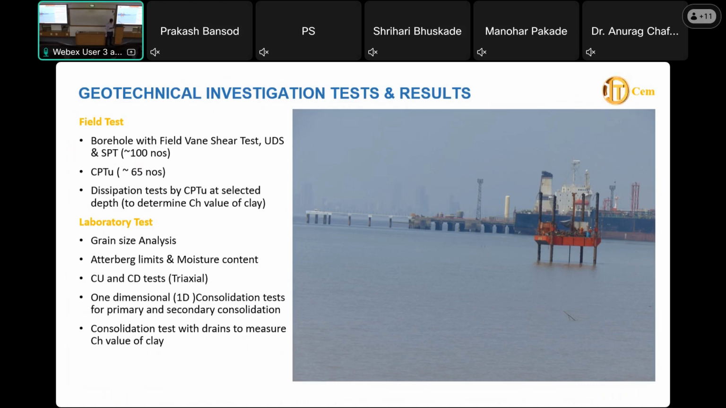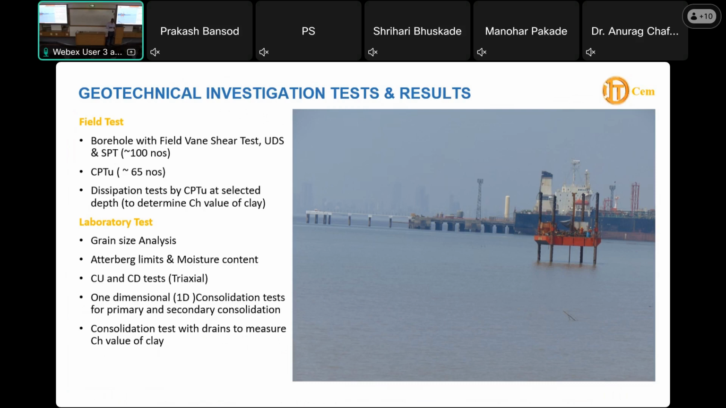Apart from these field tests, we have done laboratory tests, which are grain size analysis, Atterberg limits, consolidation tests, CU and CD tests, and one-dimensional consolidation tests, both primary and secondary, because for the total thickness, the total settlements include the primary settlement as well as the secondary. And then consolidation tests on these undisturbed samples for calculating the CH value.